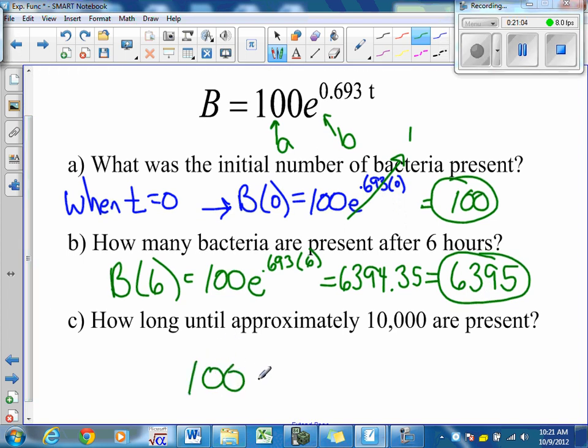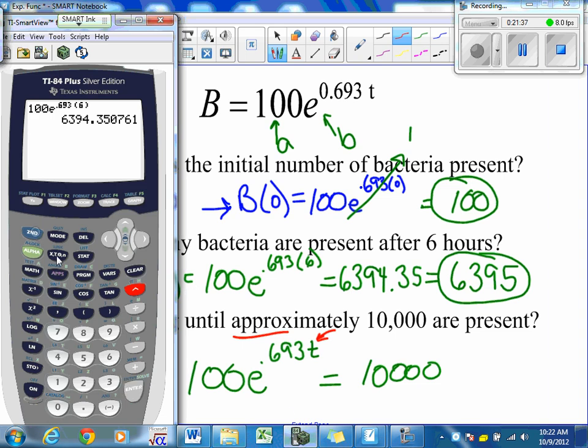So I have my formula, and now notice what I'm trying to find. The number of bacteria equals 10,000, and I want to find t. Now, at this point, we have no way of getting our t down from the exponent. Nothing we can do. This is why on tonight's homework, it's going to say approximately. Because what we're going to do is just approximate. We're going to guess and check to try to get close.